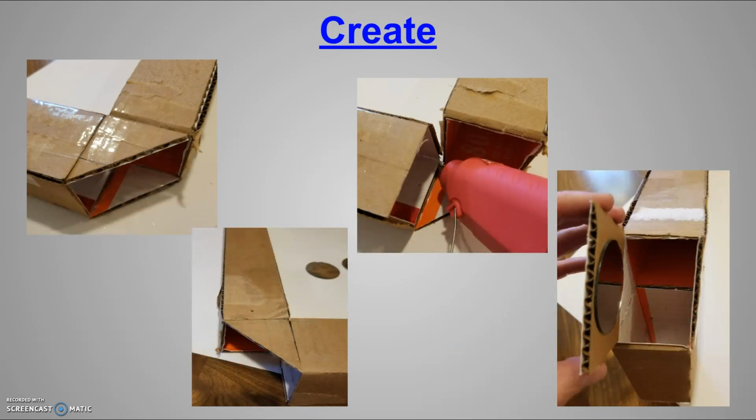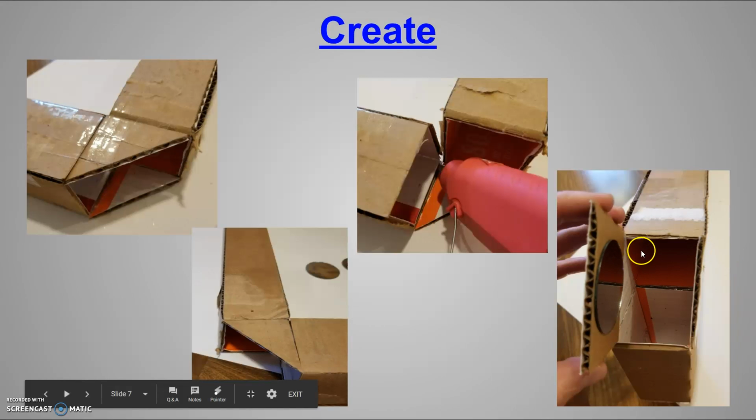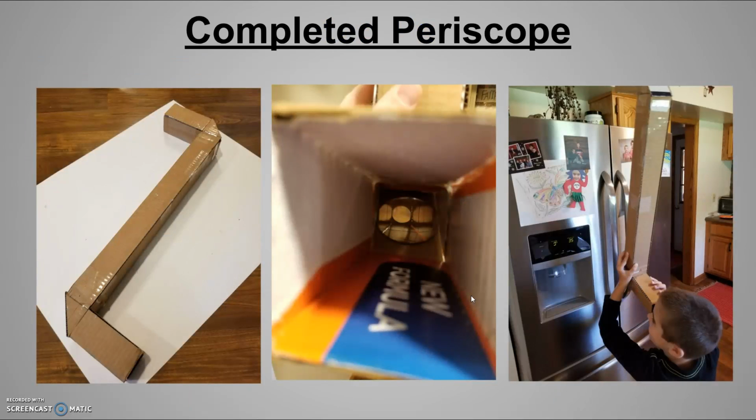And so there's some additional slides here and pictures of us going through the creation process. You can see us gluing and taping the joints, putting the mirrors in on the 45-degree angles. And then we have my completed periscope, and it did work as intended. My son Luke using the periscope to look over top of our refrigerator.